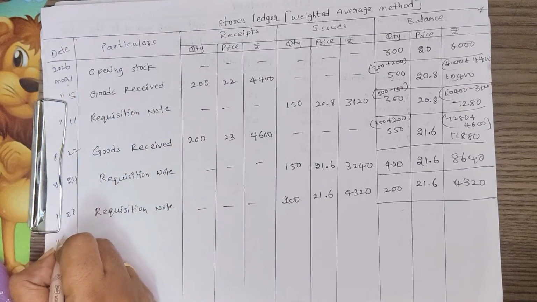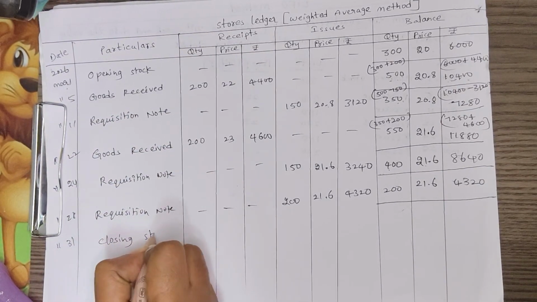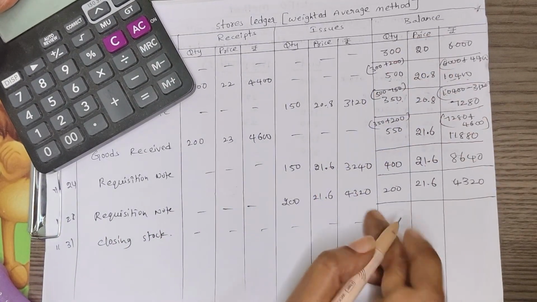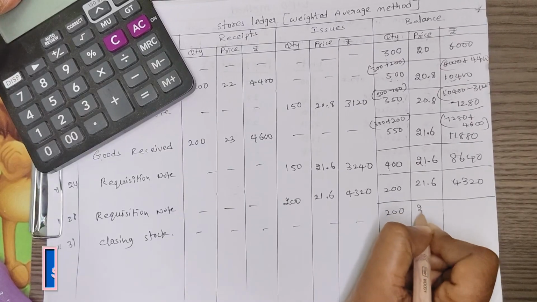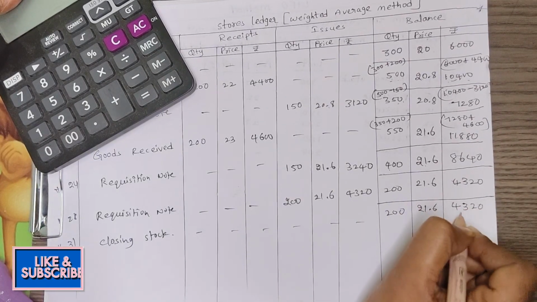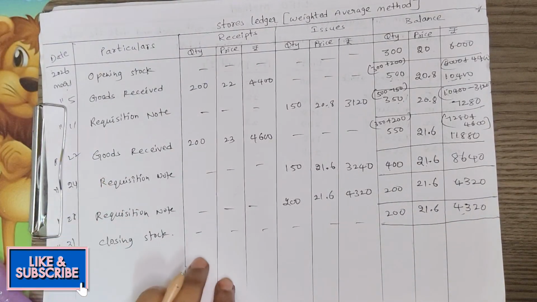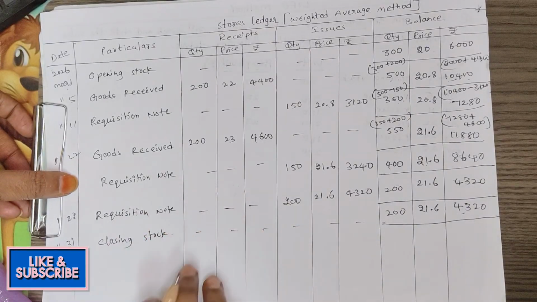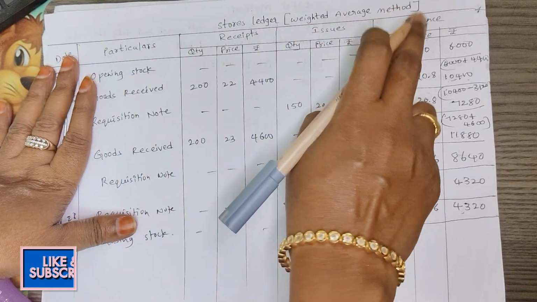In March, what is the last date? 31st. So what should we write here? Closing stock. So where should we write closing stock? In the balance column. How much stock is left? 200 units. At what price? 21.6. What is the value of that stock? 4,320. Okay. So what is this called? Closing stock in the month of March. And this is the opening stock for the next month, that is April. Okay. So this is the calculation process of the weighted average method.